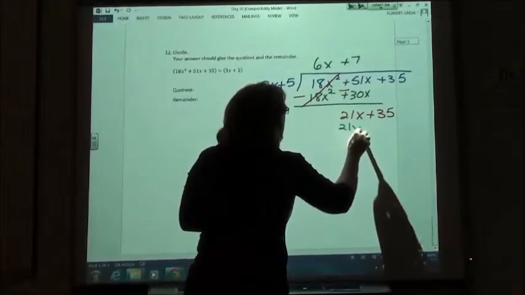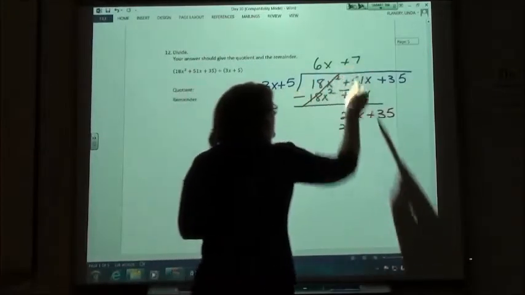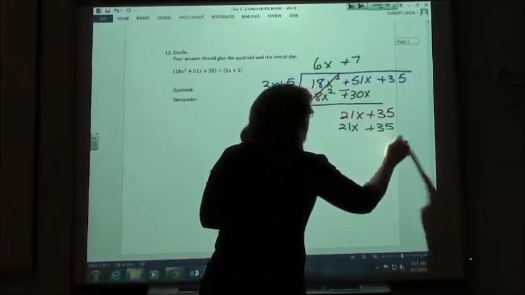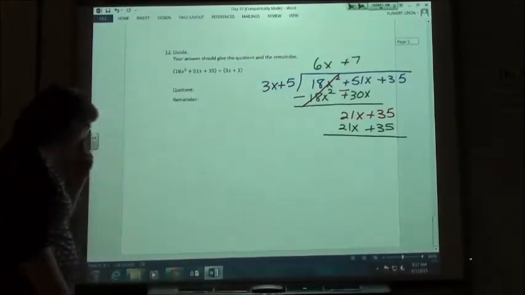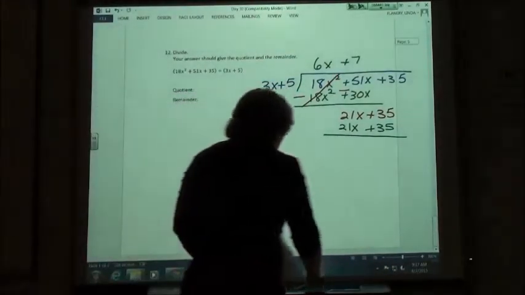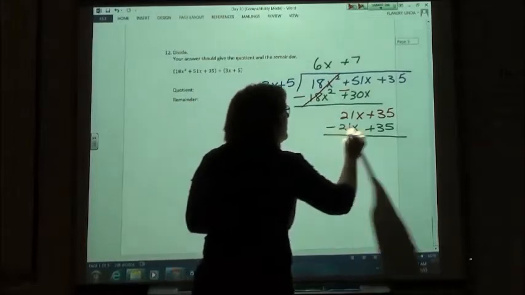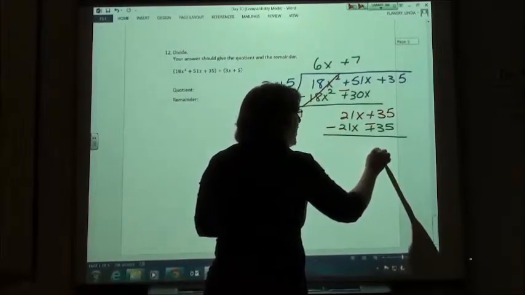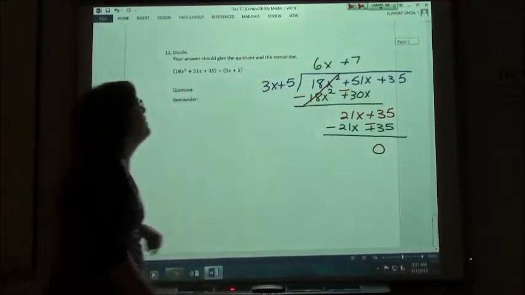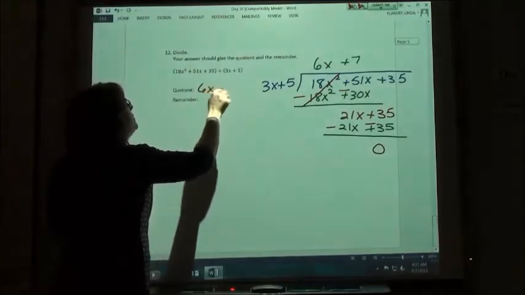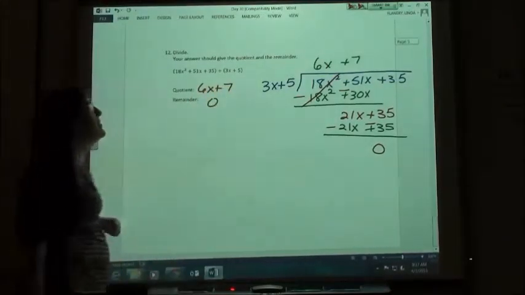5 times 7 is 35. So now what did we do? Now we minus everything. We minused, and in this case we get a remainder of 0. 6x plus 7, remainder of 0.